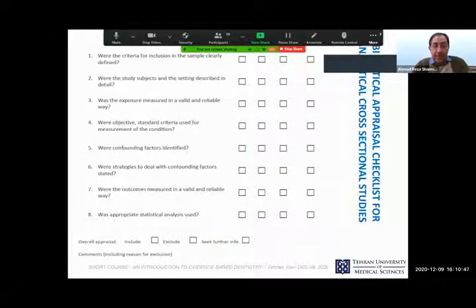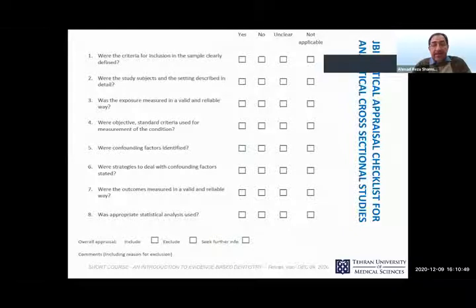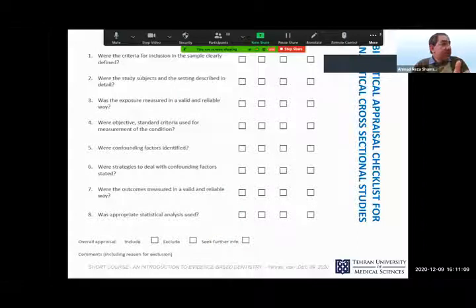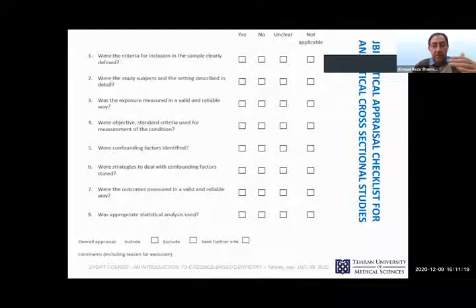Next question: were the outcomes measured in a valid and reliable way? Again, as exposure measurement is important, outcome measurement is also always important. And the last question is: was appropriate statistical analysis used? After answering these questions, you can decide whether or not to include the study as evidence for your practice.